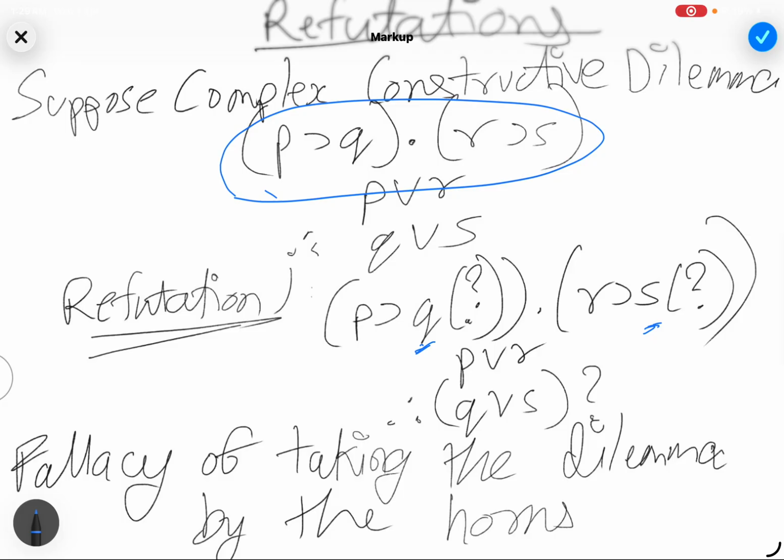That's why it's like committing a fallacy, and the name of the fallacy is taking the dilemma by the horns. After you put a question mark next to the consequent, you also put one next to the conclusion, a question mark over the entire conclusion. So that is refutation number 1. You have to write this entire dilemma with question marks and write the name of the fallacy.